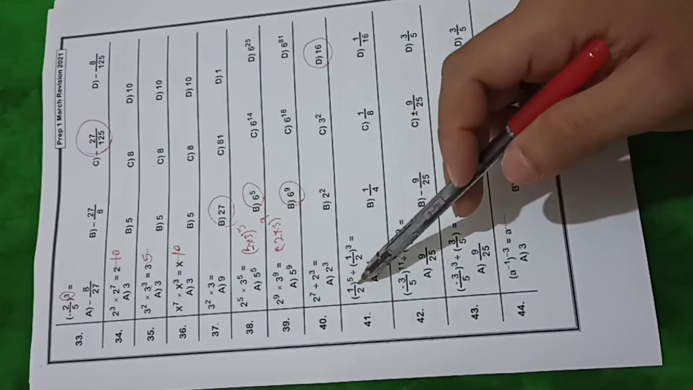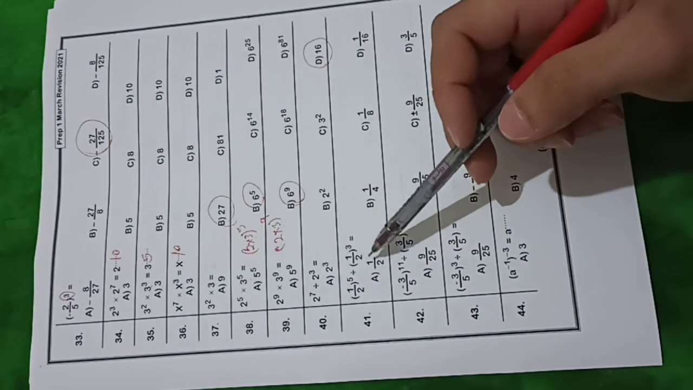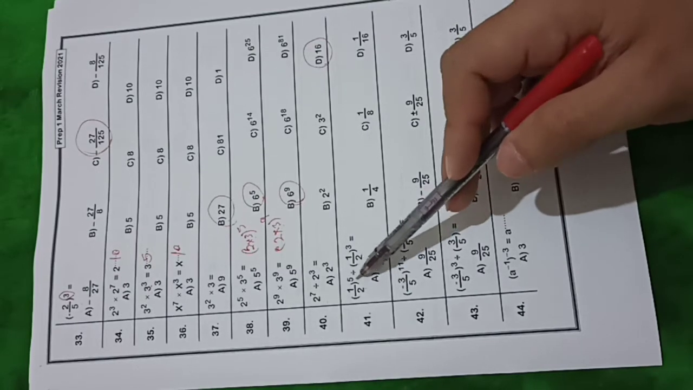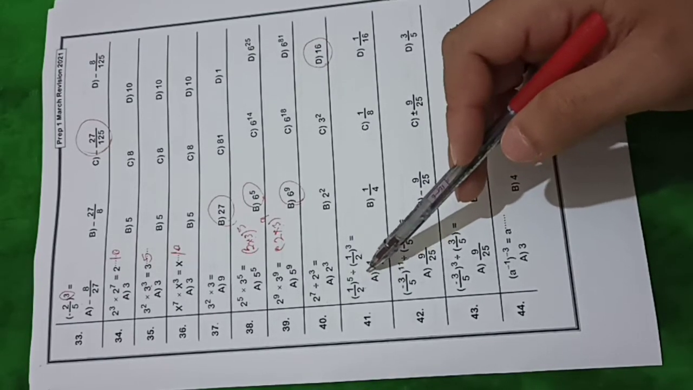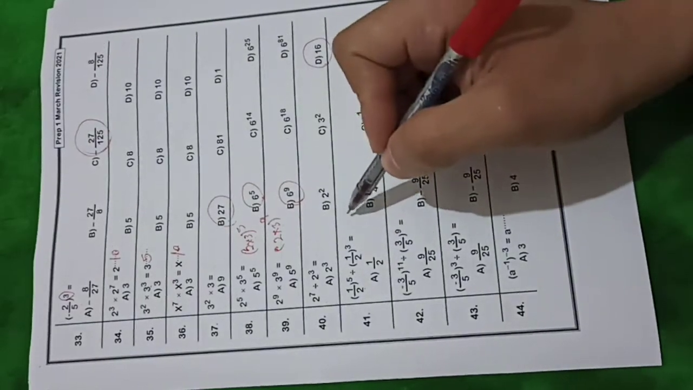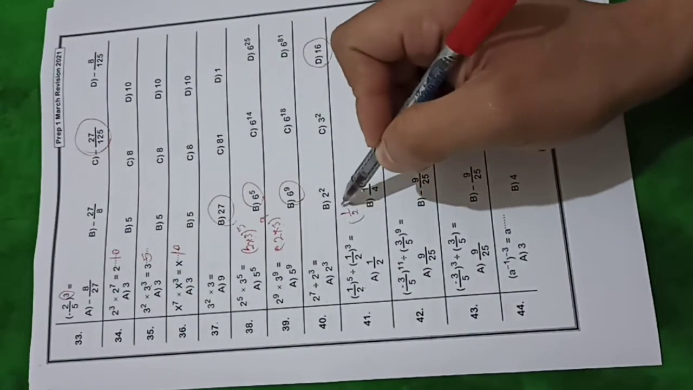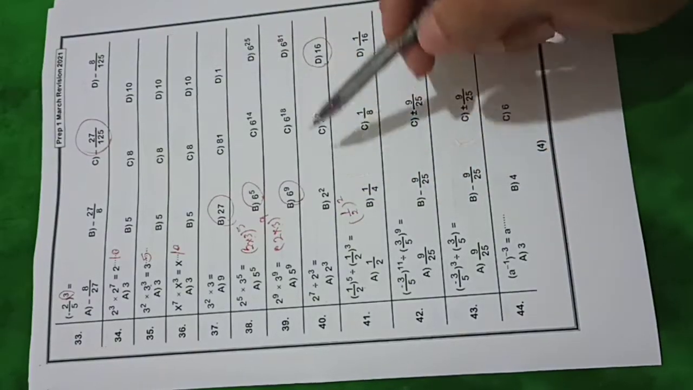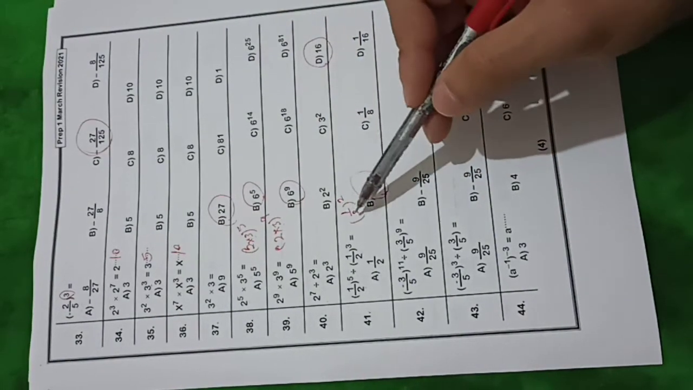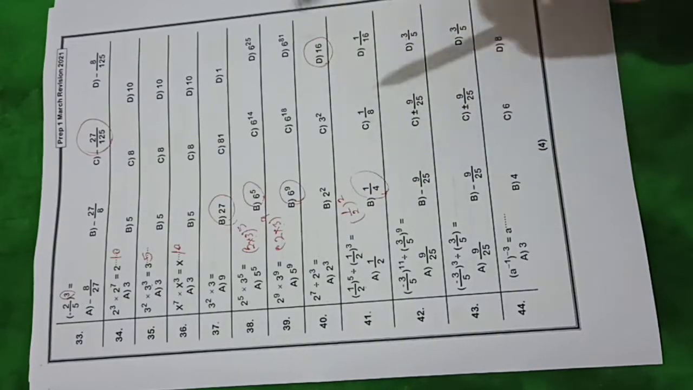1 over 2 power 5 divided by 1 over 2 power 3. We have the same base, and in division we subtract powers. 5 minus 3 equals 2. The answer is 1 over 2 raised to power 2, which equals 1 over 4.